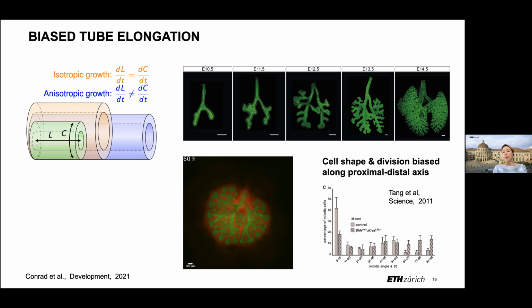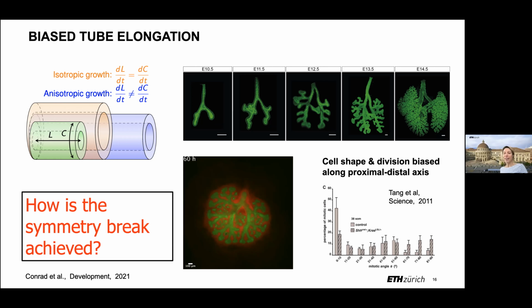And that triggers a question, what creates that bias? Why are the cells biased in that direction? And why is the outgrowth biased in that direction? And how do you get the symmetry break? Again, thousands and thousands of times during lung branching morphogenesis.